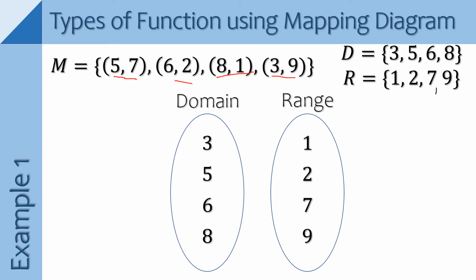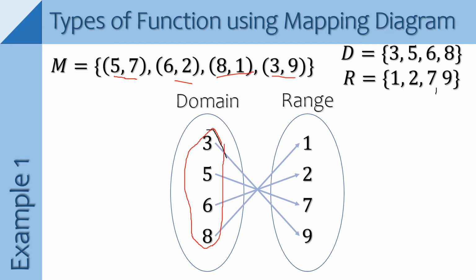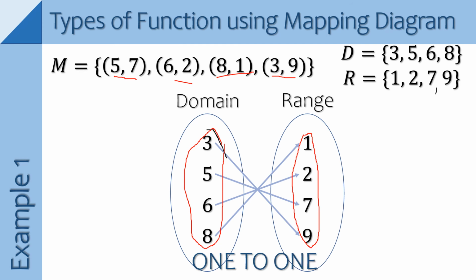Okay, so let's map 5, 7. We have 5, 7. Next is 6, 2. 6, 2. Next is 8, 1. And then last one is 3, 9. Okay, so kapag nakita natin na si domain ay nag-correspond to only one range, ang tawag doon ay one-to-one functions. Okay, so yan ang one-to-one function.